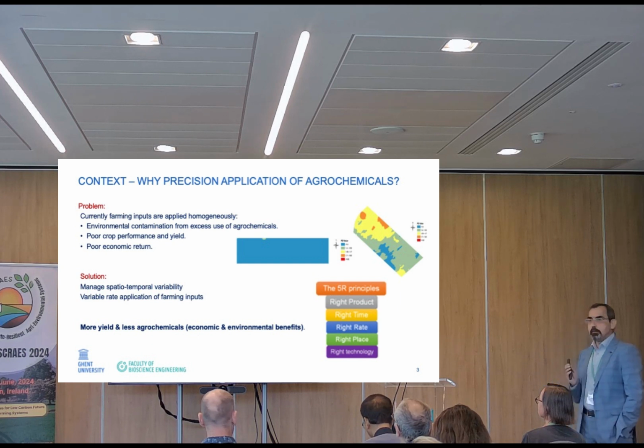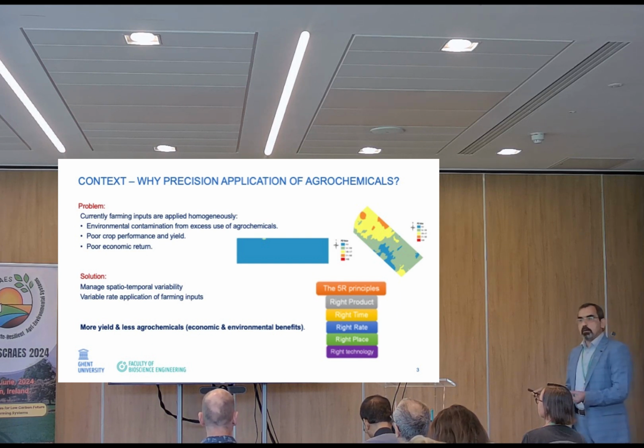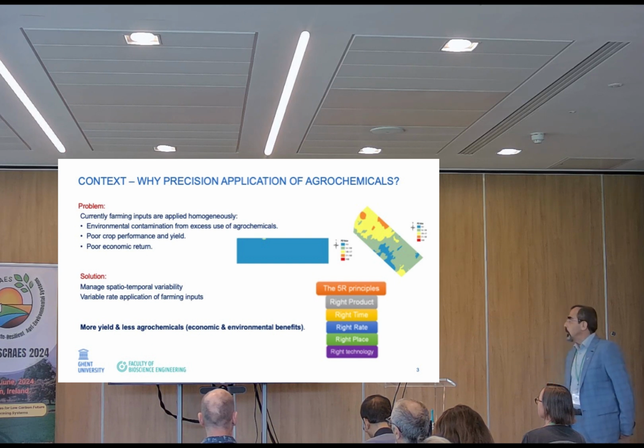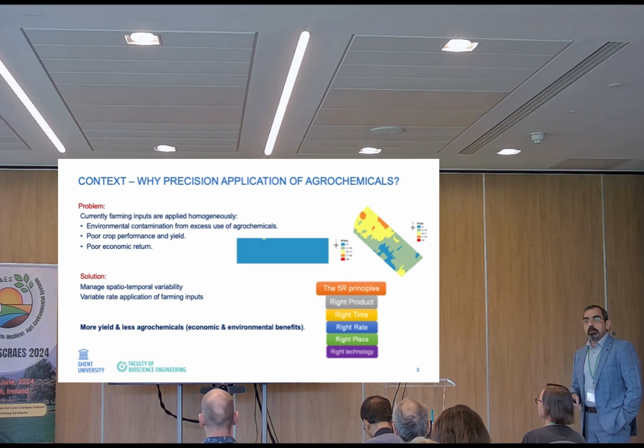And then I need to tackle each of those zones differently, meaning that I should apply different fertilizer rates, different manure rates, even different seeding rates, and so on. And in order to do so, my aim is to maximize yield and reduce the environmental impact by reducing the amount of agrochemicals applied in particular.